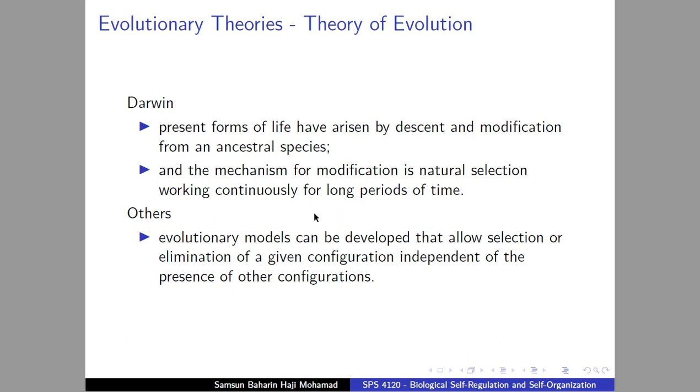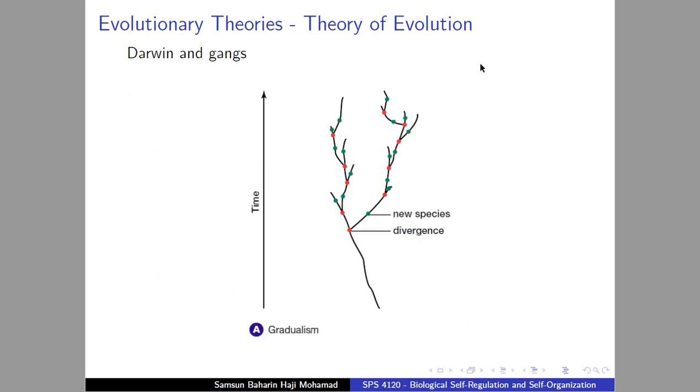For others, an evolutionary model can be developed that allows selection or elimination of a given configuration independent of the presence of other configurations. Sebagai contohnya, ayah miskin tapi anak mungkin boleh jadi kaya, dan bapa kaya, mungkin anak akan jadi miskin. So these are the assumptions of others. Here with Darwin, you can see that these are the species.